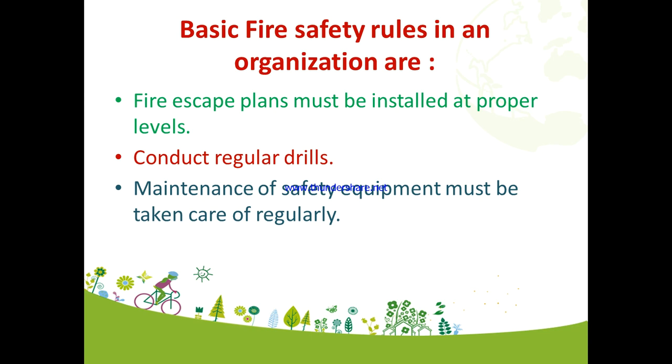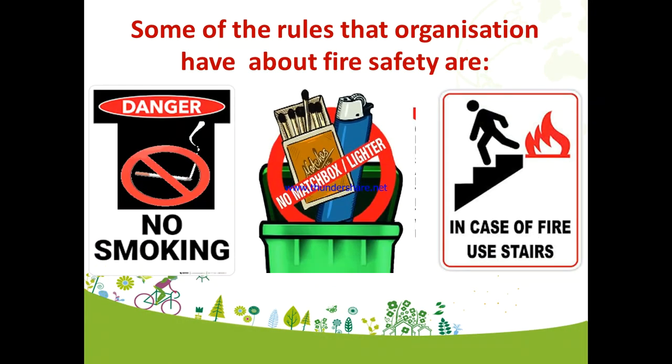Now the second point is conduct regular drills, meaning practice. The purpose of a fire drill in an organization is to ensure that everyone knows how to exit safely as quickly as possible. Third point is maintenance of safety. Why is maintenance of safety required for equipment and other devices? Because regular maintenance is essential to keep equipment, machines and the work environment safe and reliable. Lack of maintenance can lead to dangerous situations, accidents and health problems.